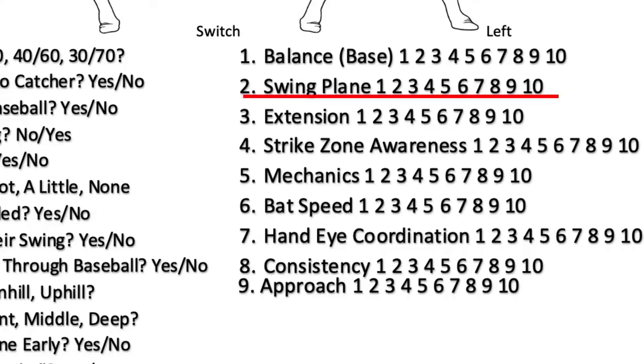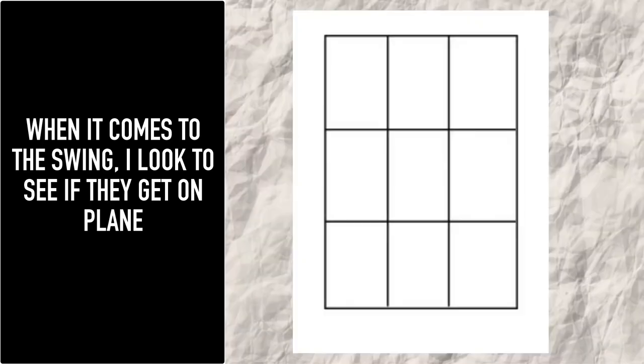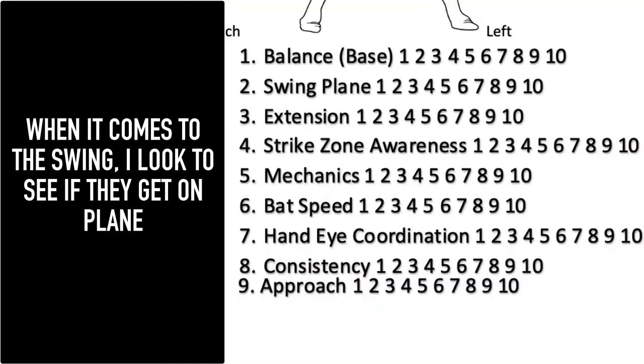The next option is swing plane. When it comes to the swing plane, I look to see if they get on plane. So I throw the ball up, and I throw the ball low, and I throw a ball away, and throw it inside. If they are squaring all those pitches, or in other words, hitting them hard, then they can get a 10. If they struggle with all of these, then I give them a 1. And if they struggle with 2 or 3, then I give them a 5.